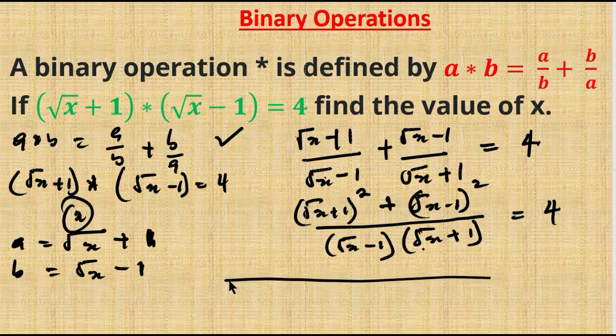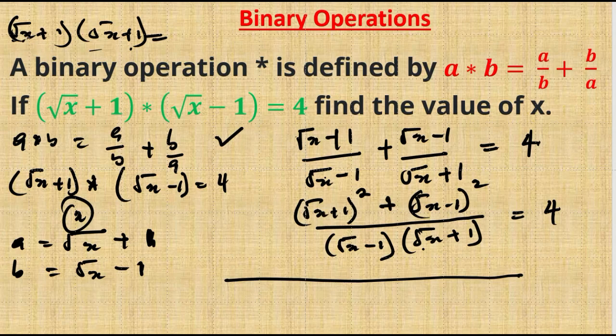Let's expand it. If I'm to expand the root of x plus 1, let me just do this here so that you understand it. This root of x plus 1 into root of x plus 1. This will be the same thing as root of x will multiply everything here, then plus 1 also will multiply. Root of x times root of x, that's x, because the square root will cancel each other. Root of x times 1, that's plus root of x. 1 times root of x again, that's plus root of x. And 1 times 1, that's plus 1.